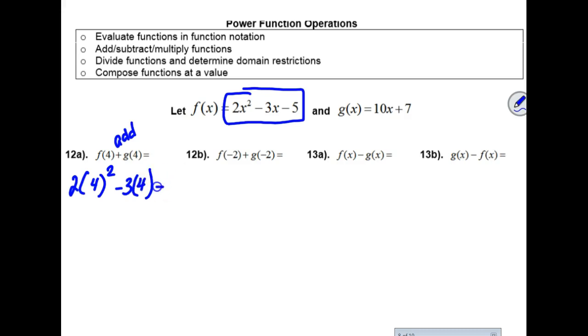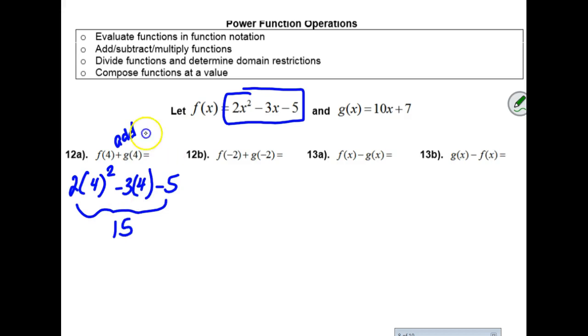Or you could mentally plug in a 4. That's always scary on a test, though. So this, I think I did mine mentally, so that makes me a little nervous. Let's see if I got it right. I got 15. All right, I think this is a 15.